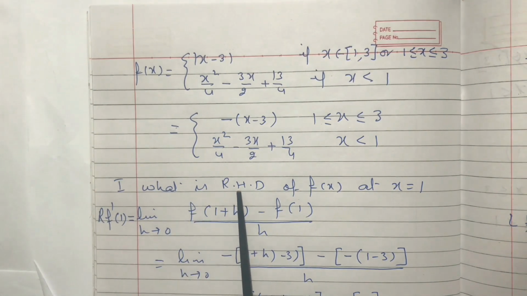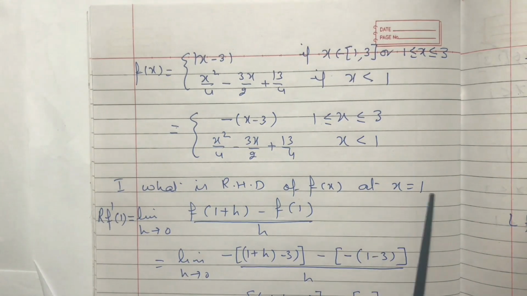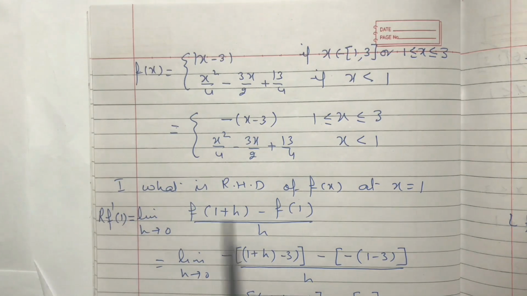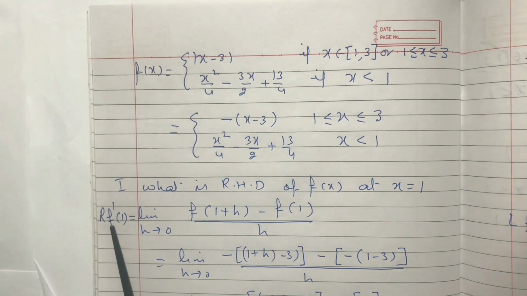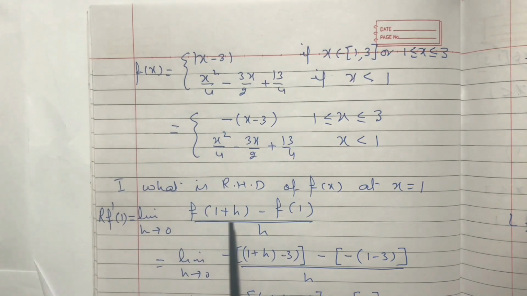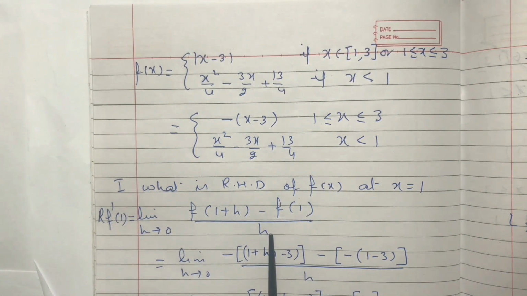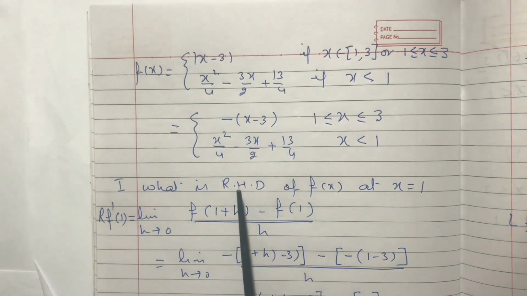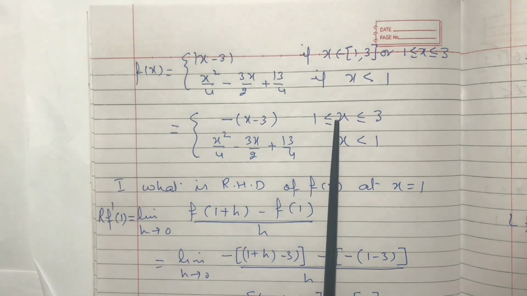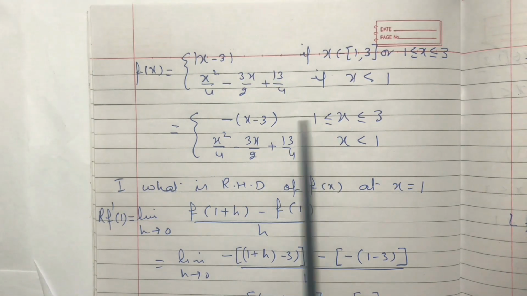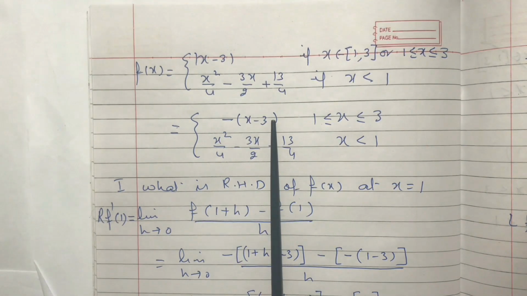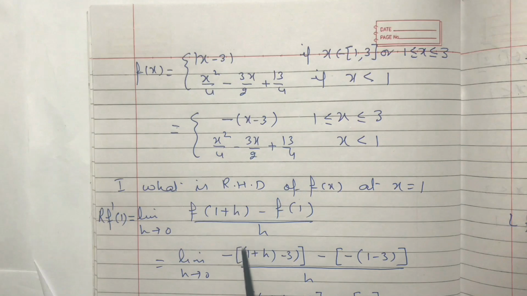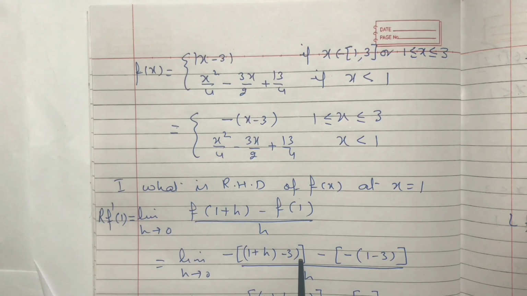Now what is right hand derivative of fx at x is equal to 1? So this formula is given to us and we already know this formula. Right hand derivative f dash 1 is equal to limit h tends to 0 f1 plus h minus f1 upon h. Now f1 plus h. So which function are you going to take? You are going to take this function. So instead of x, write 1 plus h. So this is what I have done.